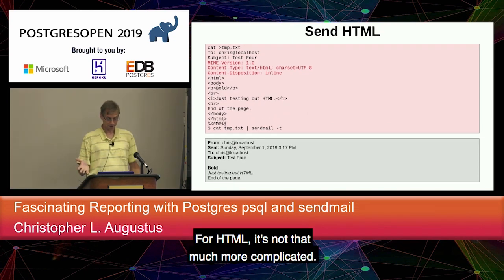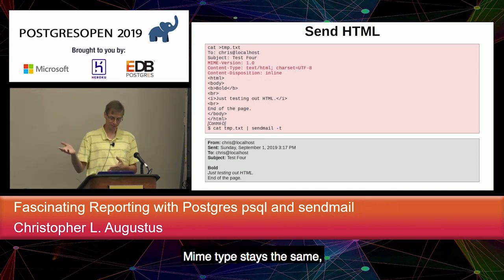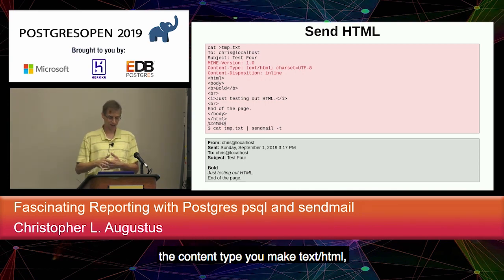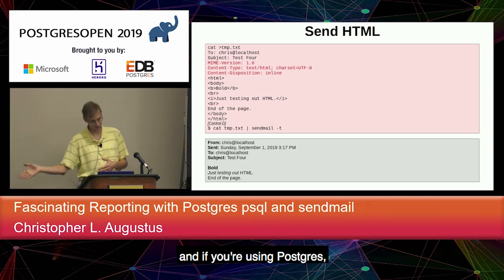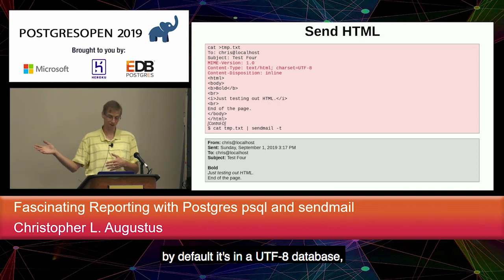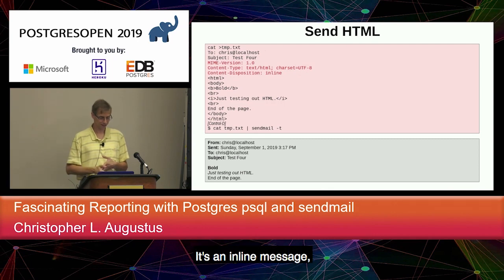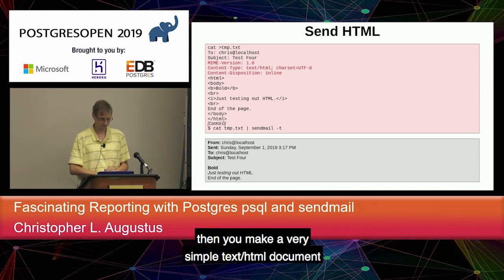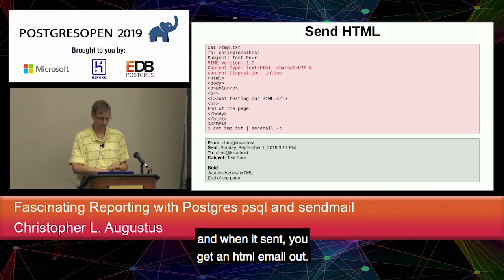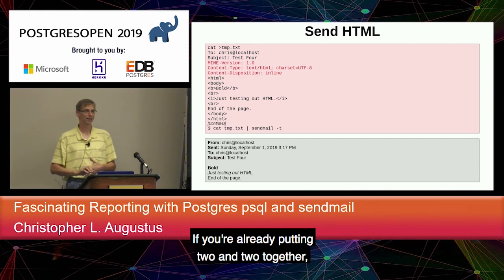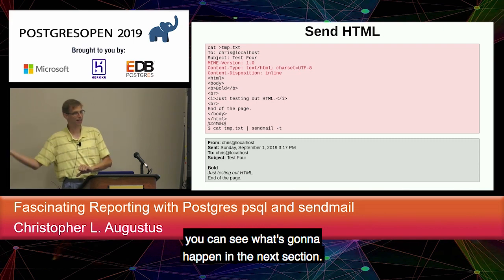For HTML, it's not that much more complicated. MIME type stays the same. For the content type, you make it text/html, and if you're using Postgres, by default, it's a UTF-8 database, so use UTF-8. It's an inline message, and then you make a very simple test HTML document, and when it's sent, you get an HTML email out. And if you're already putting two and two together, you can see what's going to happen in the next section.